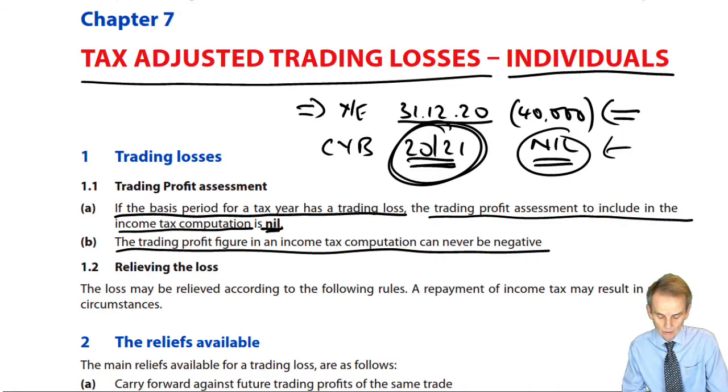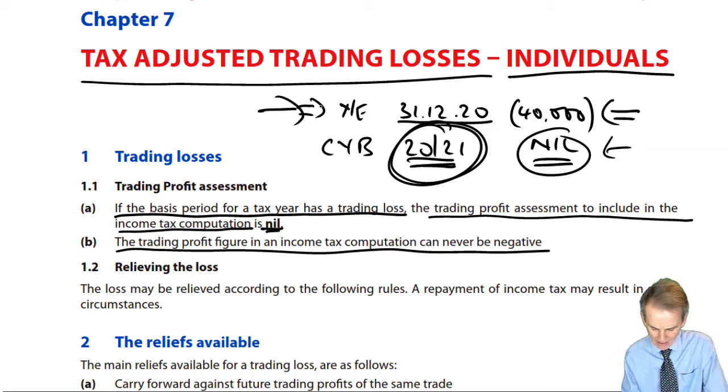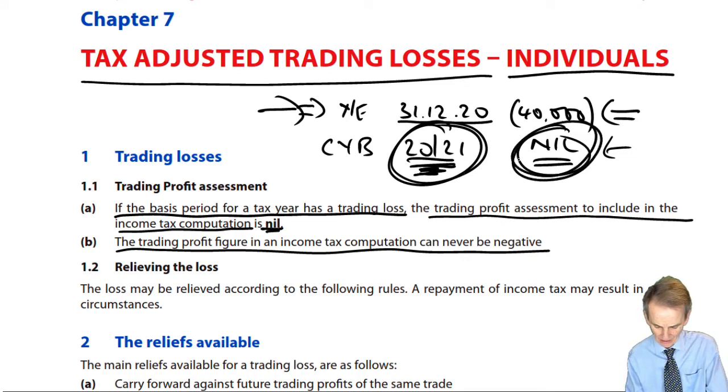Okay, so back to our notes in Chapter 7. Whereas we'd scribbled in here on this opening page, we saw that if we made a tax-adjusted trading loss of £40,000 for the year ended December 20, that accounting period using CYB was assessable in the 2021 tax year. We would have a nil assessment for that tax year. So your current tax year here, 2021, is the one in which the loss has arisen.